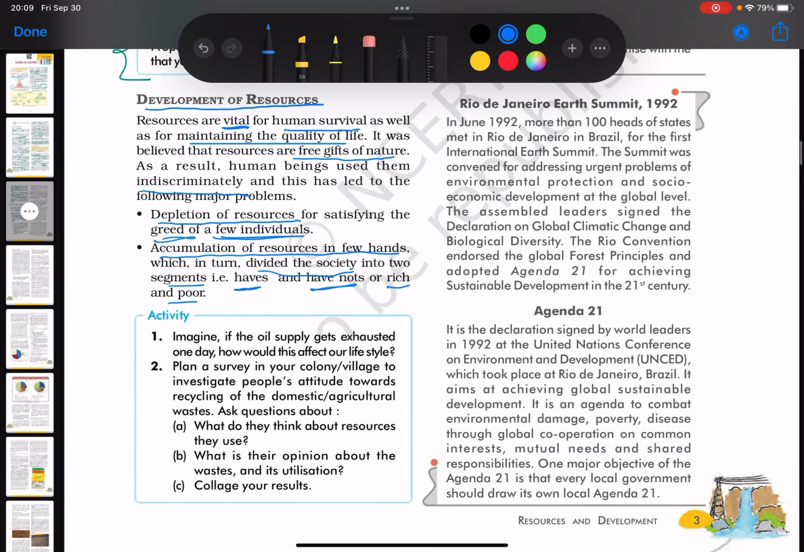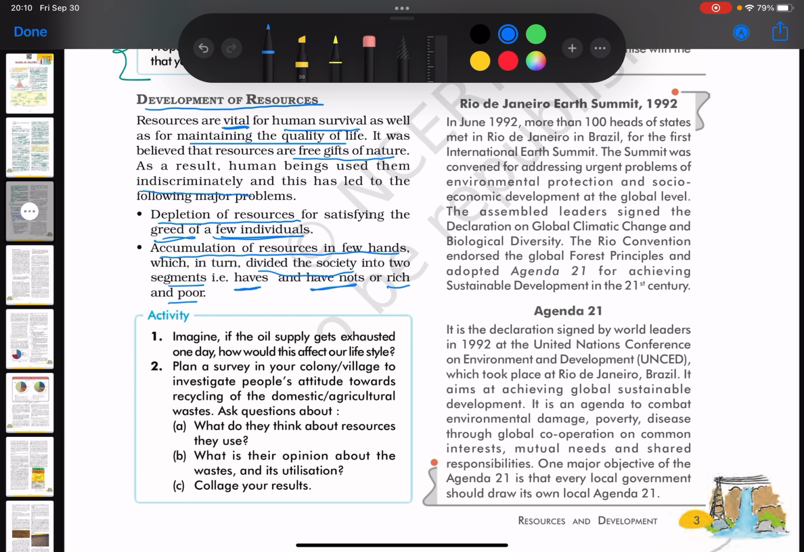Now let's do a mental activity, right? Imagine that if the oil supply gets exhausted one day, think about how it would affect your lifestyle. What would it do to the way you travel, to the kind of access that you have to other things? What impact will there be on transportation, for example? Just think about it. Similarly, you can think about what happens if electricity disappears one day. Would you be able to see the video that you are seeing right now? Would you be able to use your mobile phone?